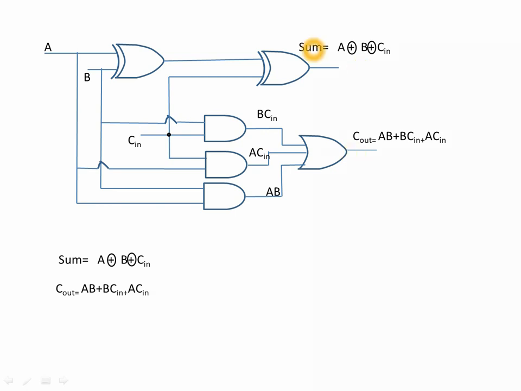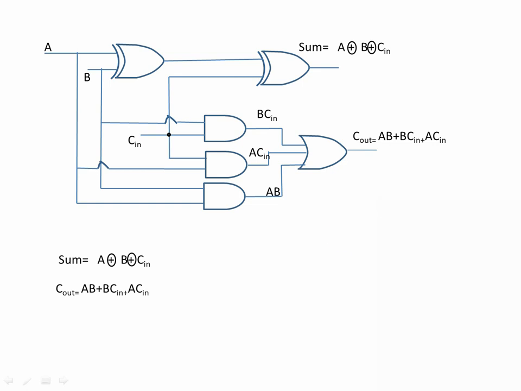Then we get sum equal to A exclusive OR, B exclusive OR, C in, and for C out, carry out, AB plus BC in plus AC in. That is here AB, it is the AC in, and it is the BC in. Here we get the C out equal to AB plus BC in plus AC in.